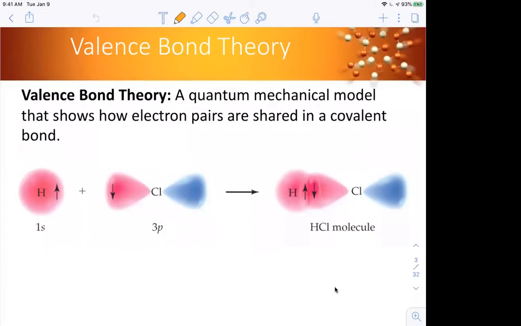So I can also have overlap between an s and a p. So for example, if I look at HCl, right, I have hydrogen and I have chlorine. This would be in a 1s orbital. This would be in a 3p orbital, this electron. So if I just look at that unpaired electron, here I'm forming this sigma bond again, which is the overlap of the hydrogen s orbital with the chlorine 3p orbital. I'm forming this covalent bond.